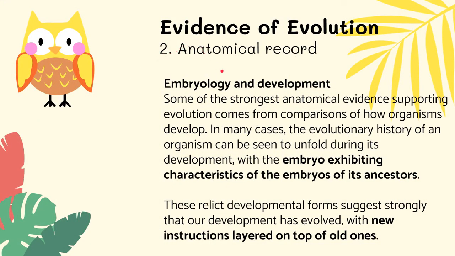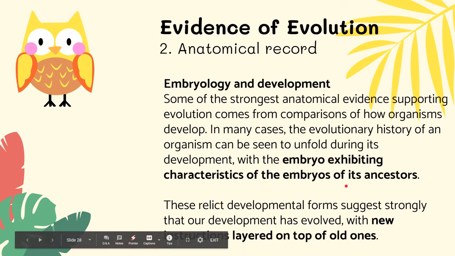Further along, still under anatomical record, is embryology and development. So we have homologous structures, we have vestigial structures, then we have embryology and development. Some of the strongest anatomical evidence supporting evolution comes from the comparison of how organisms develop. The evolutionary history of an organism can be seen to unfold during its development. And this is the driving point: embryos exhibit characteristics of the embryos of their ancestors.